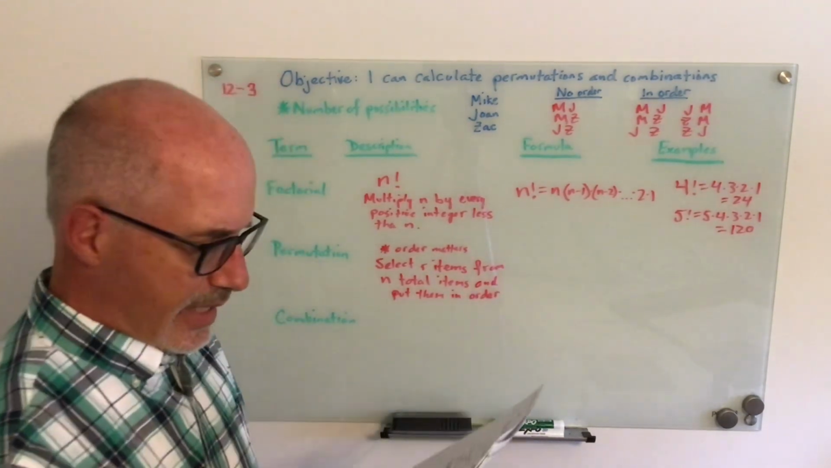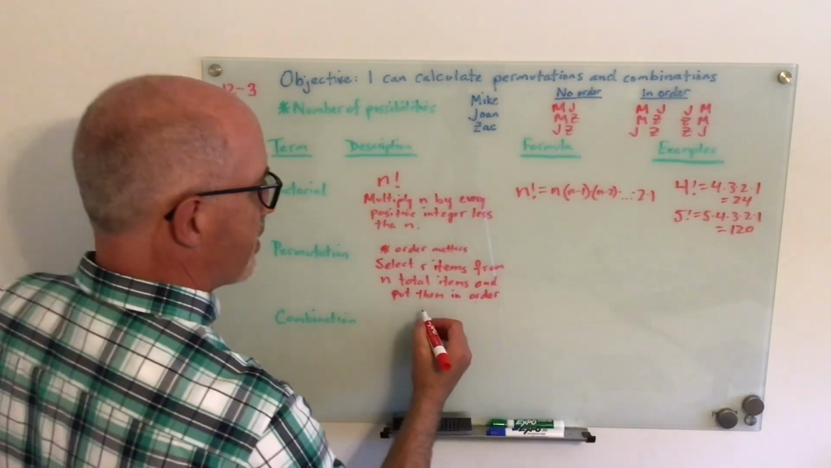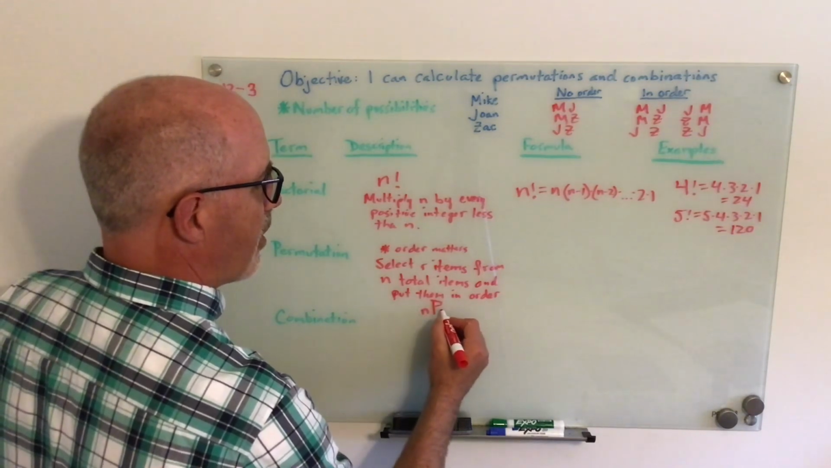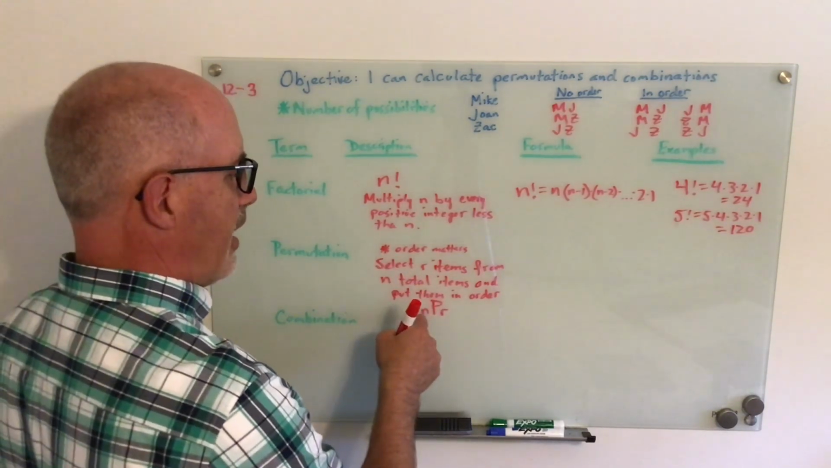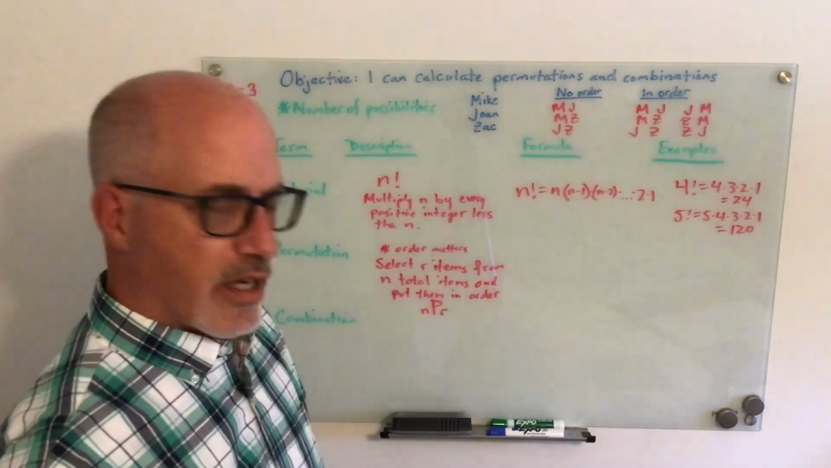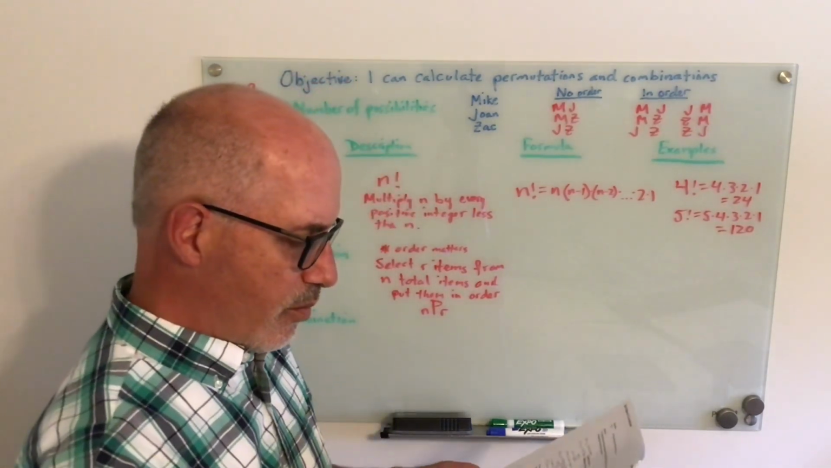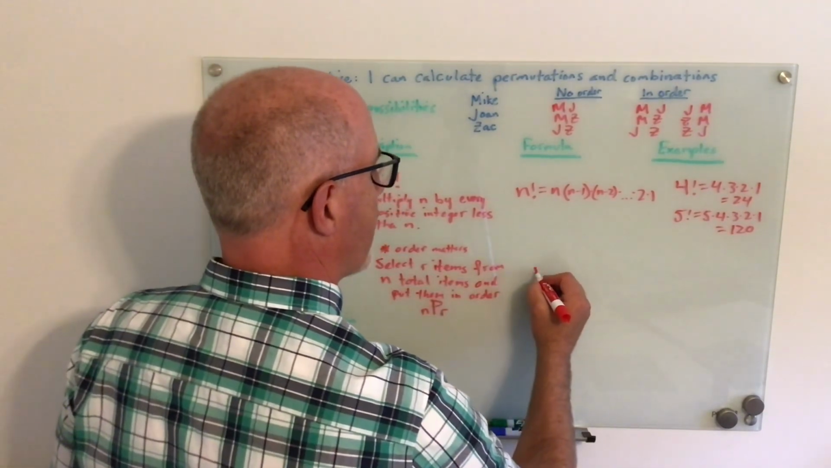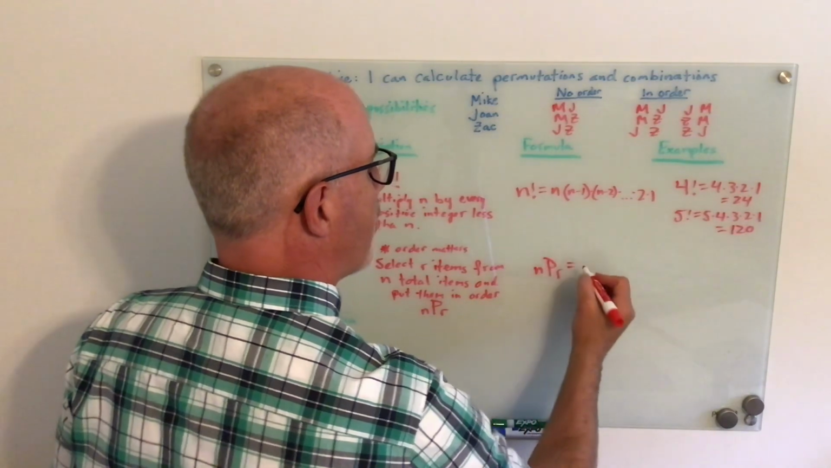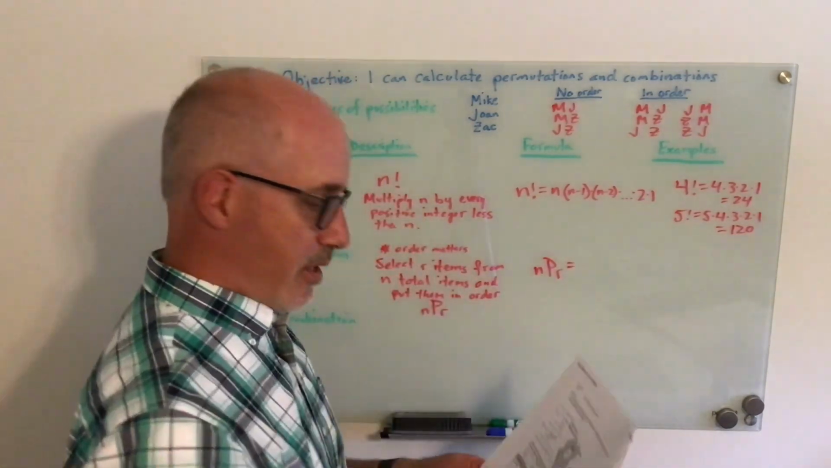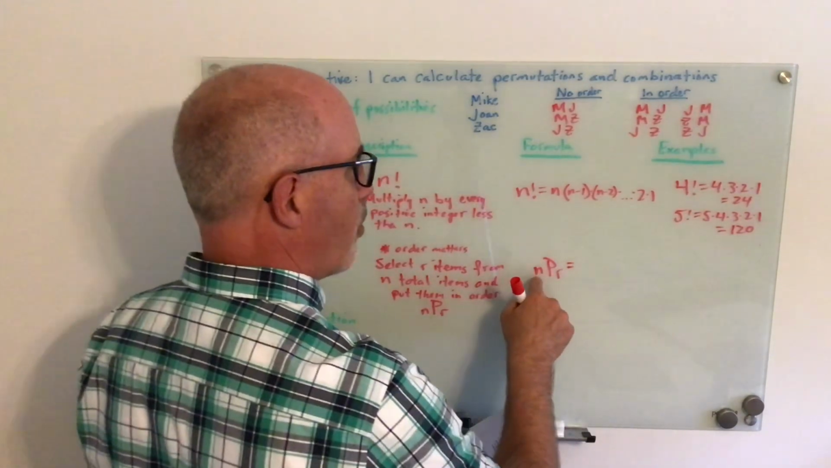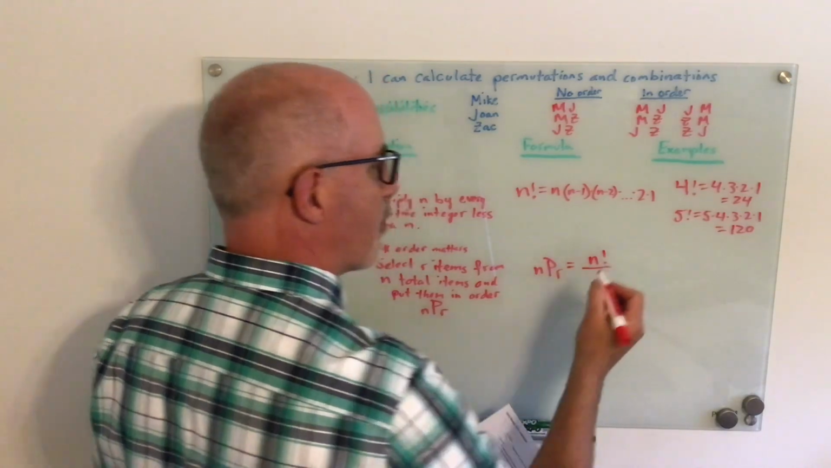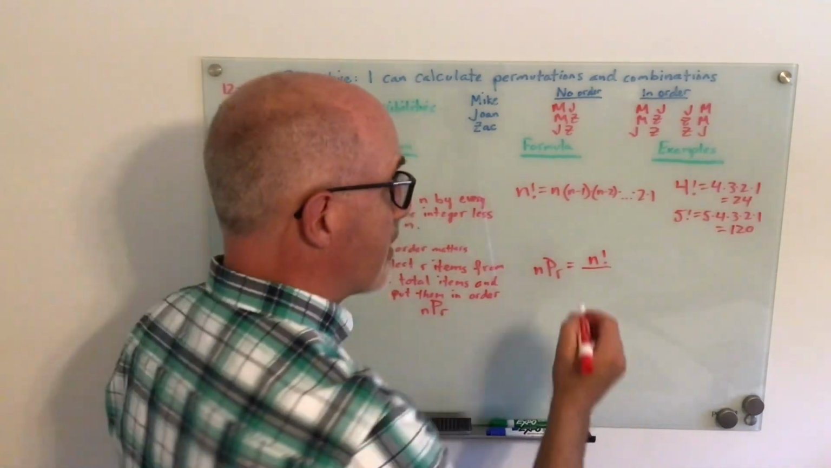Okay, so that's a key idea. The notation for this is we put a little n, a capital P, and a little r. That's going to be n permutation r. The formula for nPr equals, you're going to use the factorial. You take the total number, like up here it was 3, so you're going to do n factorial over n minus r factorial.